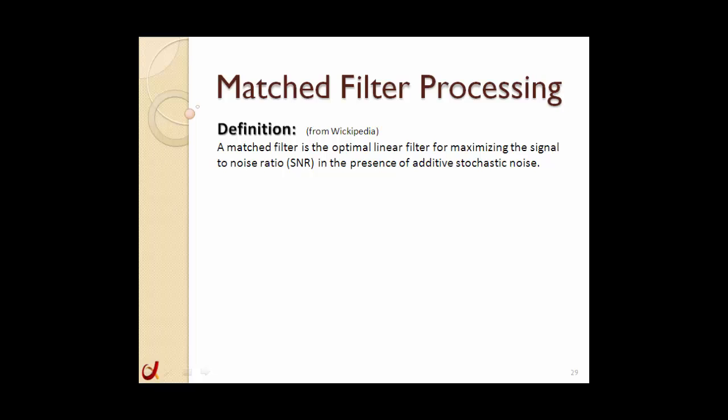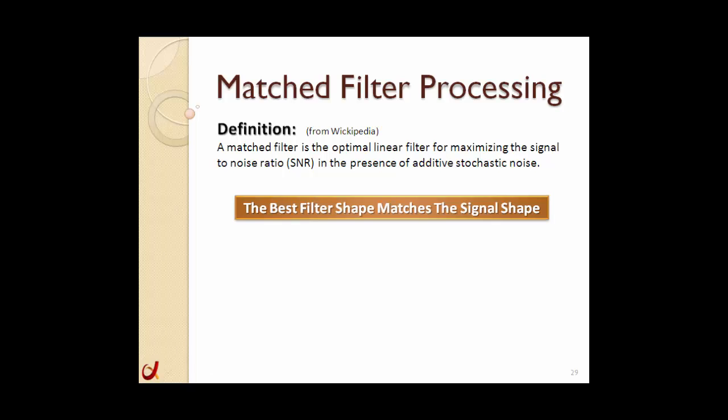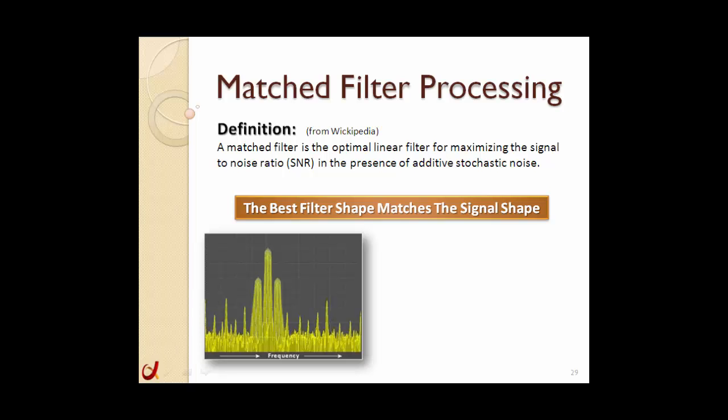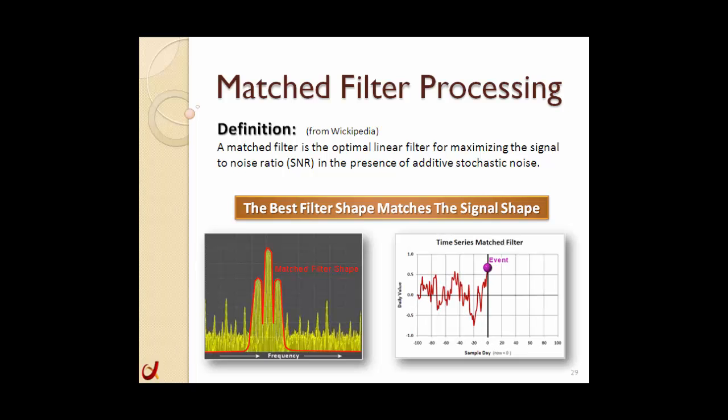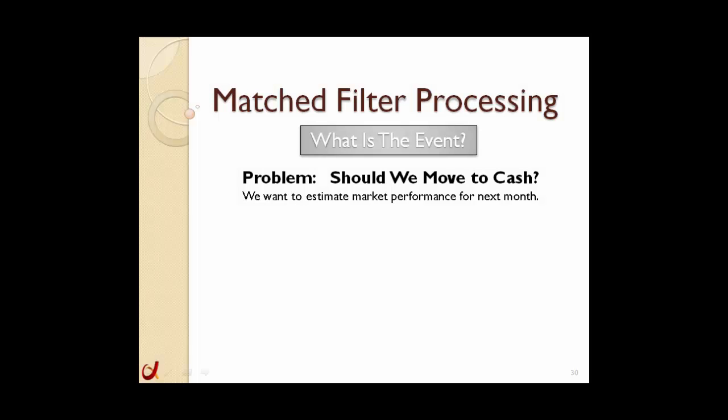A matched filter is the optimal linear filter for maximizing the signal-to-noise ratio in the presence of additive stochastic noise. This means the best filter shape matches the signal shape. Consider this radio spectrum signal in the frequency domain. A matched filter would be shaped to match the spectrum of the signal like this, to cut out the sideband noise. Consider this time domain signal leading to an event. If we have many such examples, we might find a correlation signal before the event, like what happens before an earthquake. In the time domain, a matched filter has an impulse response that is the mirror image shape of the correlation signal.